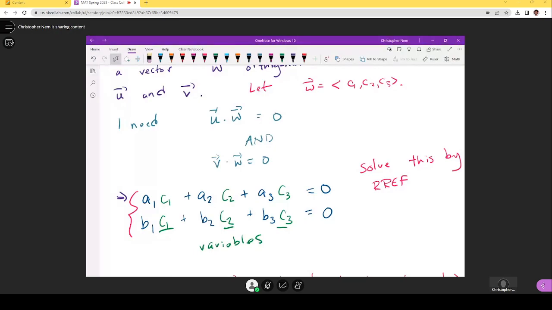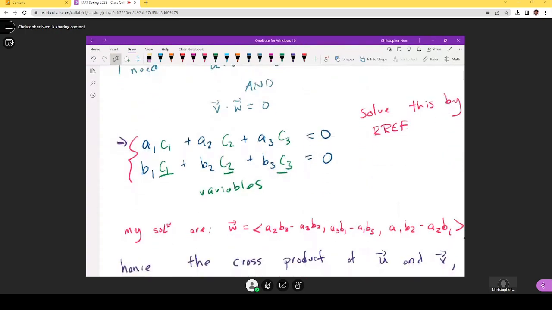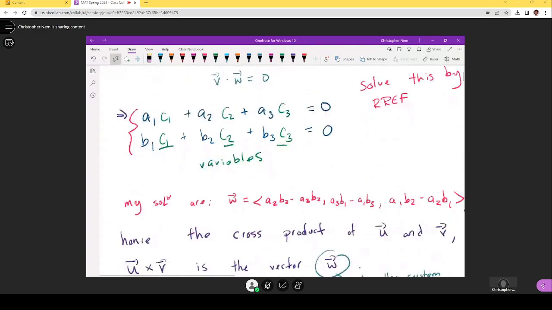If you look at pre-calculus algebra, this is just an augmented matrix. So I can solve this by reduced row echelon form. I'm not going to require you guys to do that, but I just want to show you what my solution should look like. A vector w, where I have these as my components. A sub 2, b sub 3 minus a sub 3, b sub 2. That's the first component, and so on. You can see all the other ones. Well, I need to construct the cross product in a way where I get that solution.